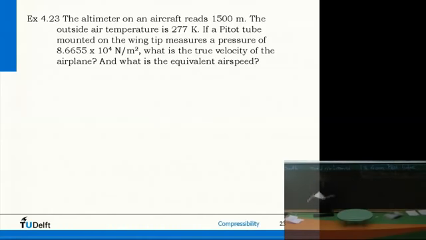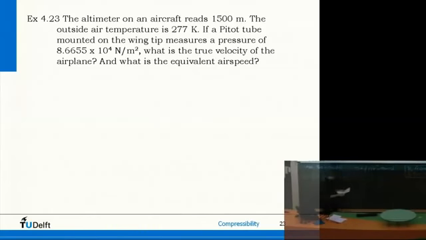Okay, so we apply Bernoulli. So we have P0 plus a half rho V0, and V0 is 0, squared, is P plus a half rho V squared. V we're looking for, P we can find from the table. And this table gives you that the P is 8.6655 times 10 to the power 4 newtons per meter squared.